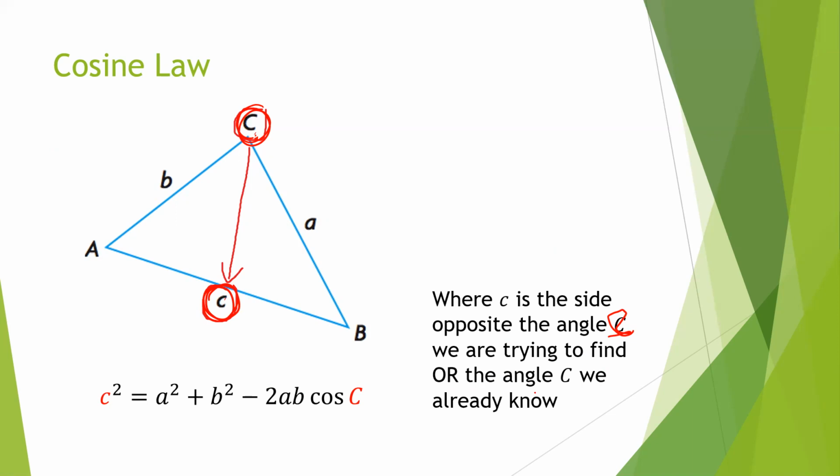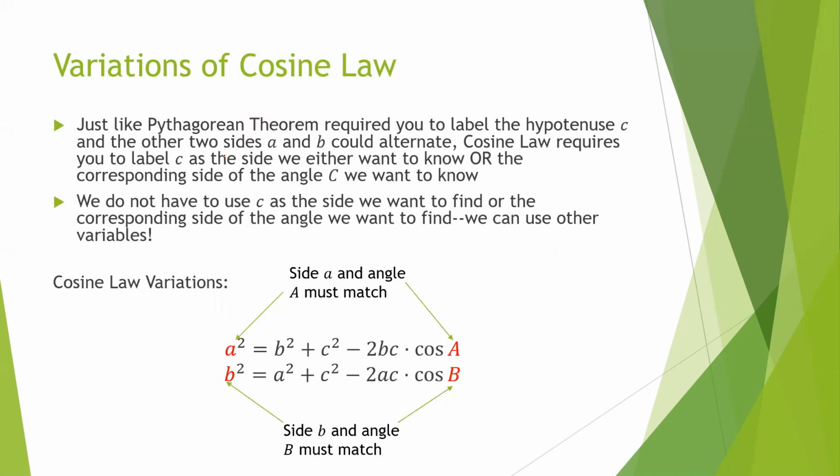And then, just like Pythagorean theorem, it doesn't matter which of A and B I label which. So the two remaining sides, I can label one of them B and the other one A, or vice versa. It doesn't change the answer at all. Just like Pythagorean theorem forces you to label the hypotenuse first, and then the other two sides can alternate, cosine law is very similar. We need to make sure we label side C as little c, a side we either know or want to know, and it's the one that corresponds to angle C. So we either want to know big angle C or little side length c, but either way, they have to correspond with each other.